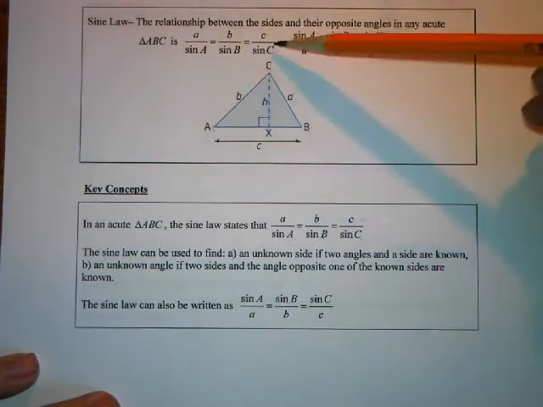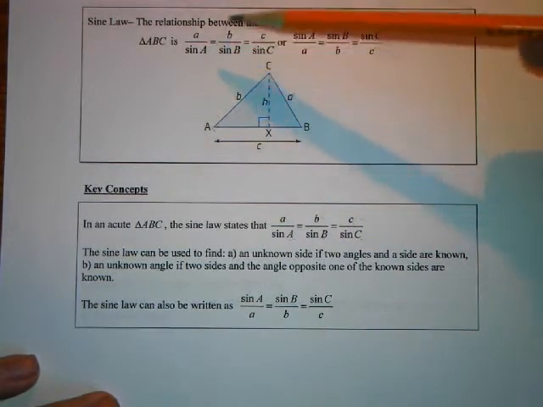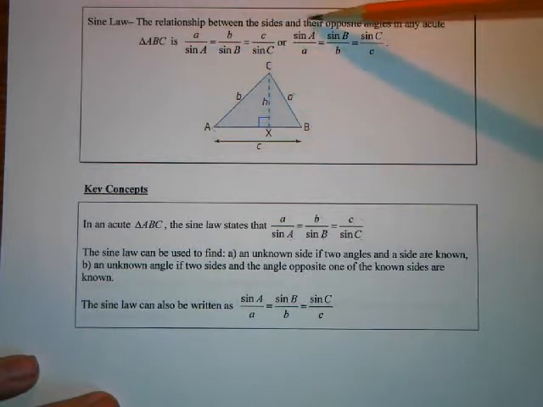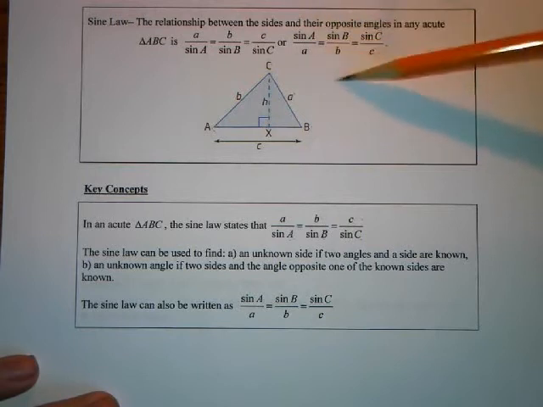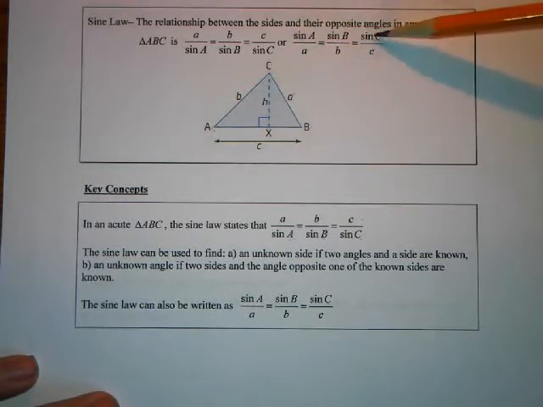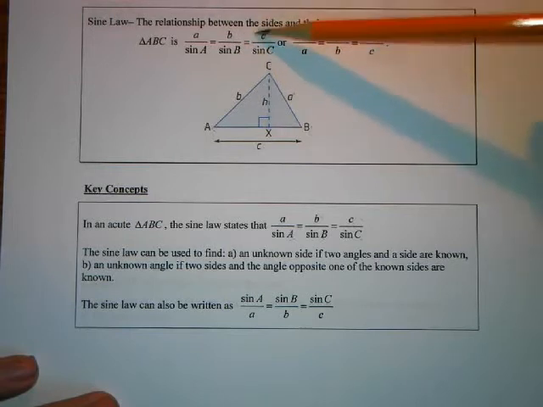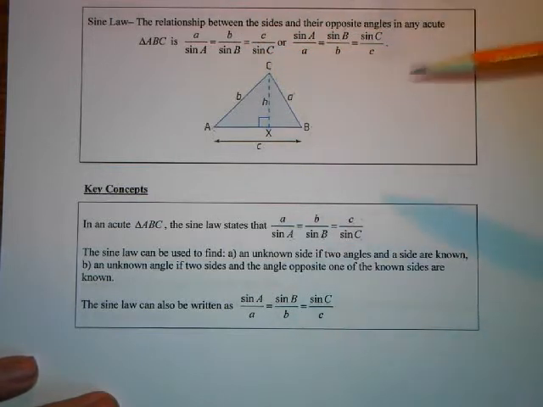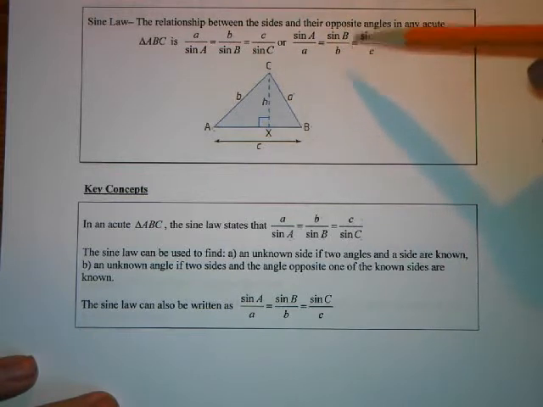The one we just talked about is the first one. If we flip everything upside down, if we put the sine of the angles on the top and the side lengths on the bottom, this is also true. So you'll use either version here. How do you decide which one to use? It depends what you're looking for.